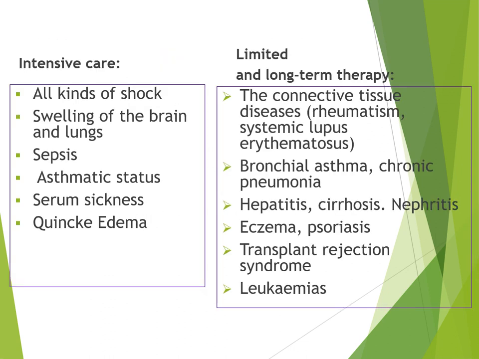So, the main indications for usage of glucocorticoids, we can divide into intensive care and limited and long-term therapy. In intensive care, we have to use the drug in all kinds of shock, and especially they are used intravenously and as a desperate measure in septic shock. Their value is doubtful. Also we use it in anaphylactic shock. It is used in swelling of the brain and lungs, sepsis, asthmatic status, serum sickness, and Quincke edema, or angioneurotic edema, another name of this Quincke edema.